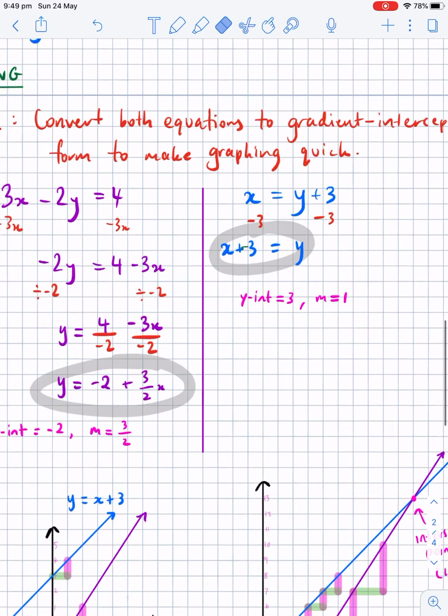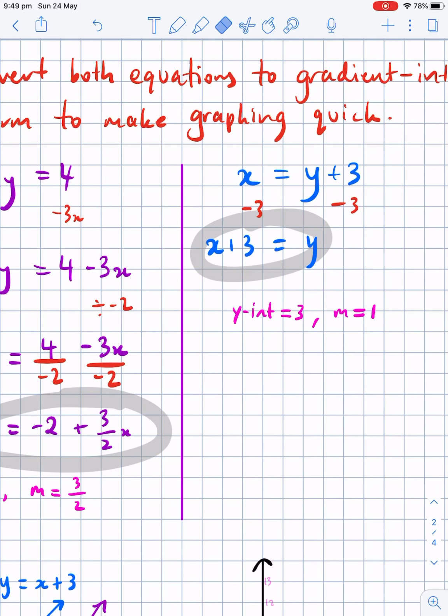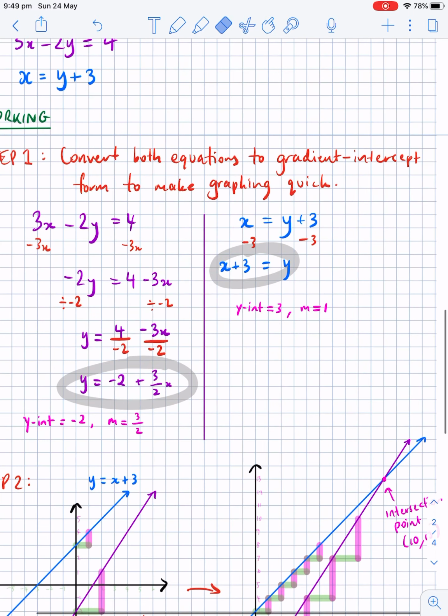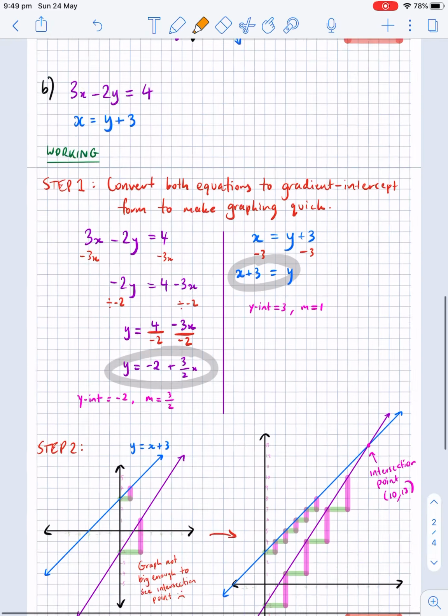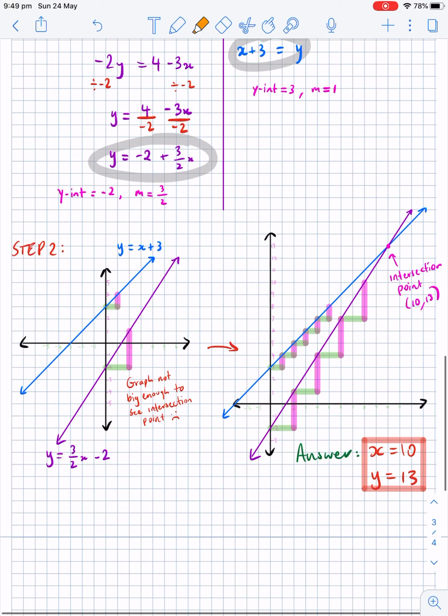This other one is a little bit easier, because all we need to do is subtract the 3 from both sides to get y as the subject. Looking at this, y equals x plus 3, our y-intercept is 3, and our gradient is 1, because that's the coefficient of x. Okay, so let's graph both of these equations.